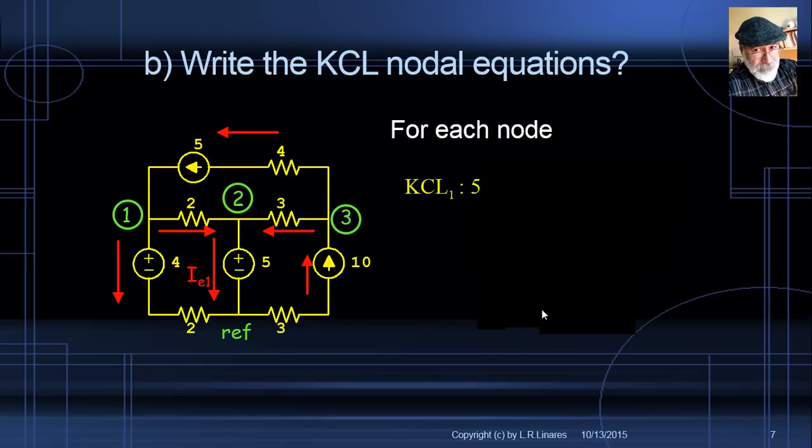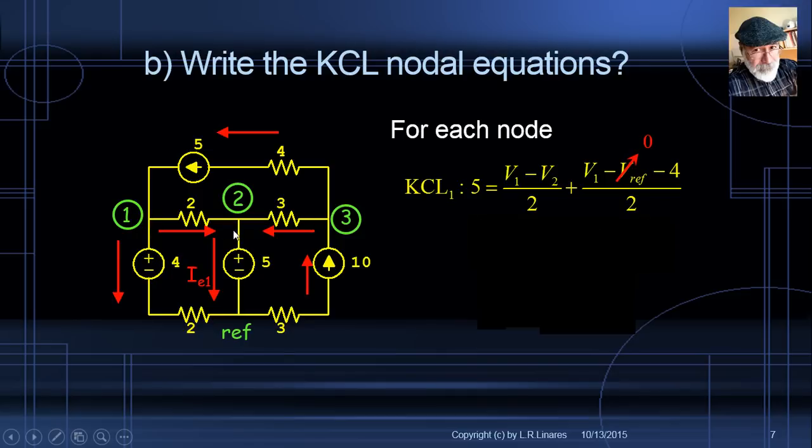Currents entering, only 5 amps from the source here at the top. Currents leaving, 2. One through this R branch, V1 minus V2 over 2. And the other through this RV branch at the bottom, V1 minus V reference minus 4 divided by 2. But the V reference, we know it's 0. V1 minus 4 divided by 2, that is KCL for node number 1.